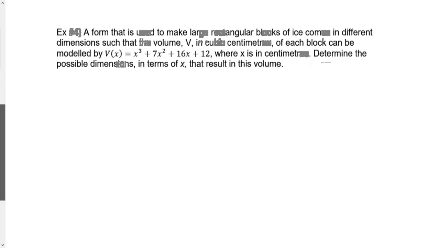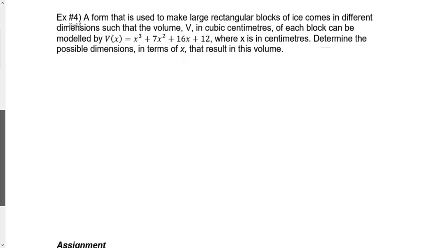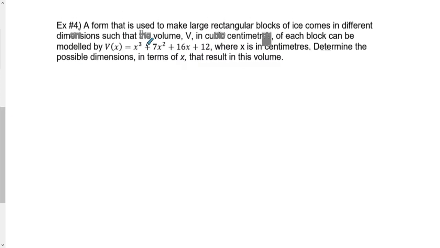A form that's used to make large rectangular blocks of ice comes in different dimensions, such that the volume in cubic centimeters of each block can be modeled by x cubed plus 7x squared plus 16x plus 12, where x is in centimeters. We're going to determine the possible dimensions in terms of x that result in this volume. Meaning, we're going to have to factor this.